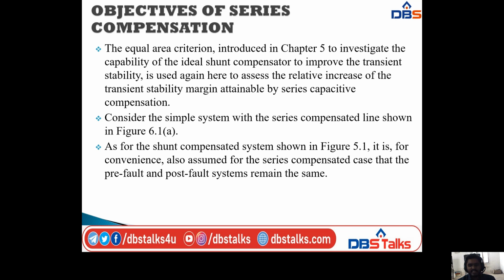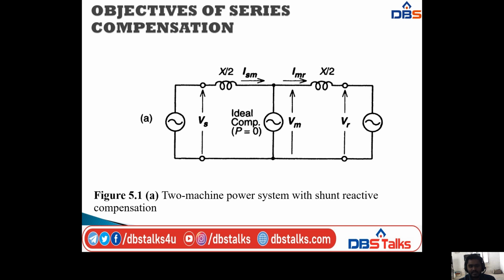As per the shunt compensated system shown in figure 5.1, we are considering that at the midpoint we have the ideal compensator. At that time the power is equal to 0 and we have the midpoint voltage Vm. On the right we have the receiving end voltage, and on the left side the sending end voltage Vs. We have a reactor on both sides with the same value, X by 2, and we have the currents ISM and IMR.